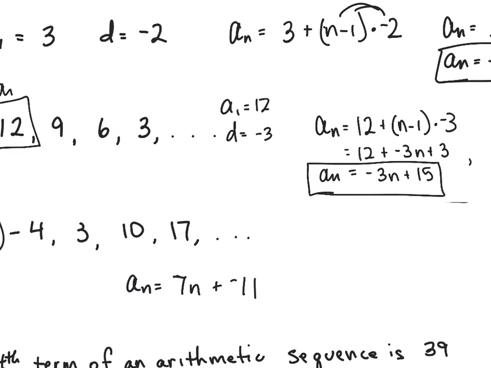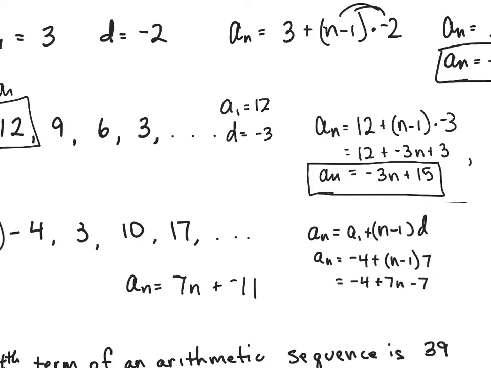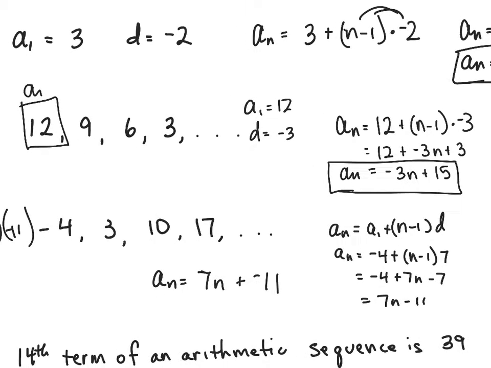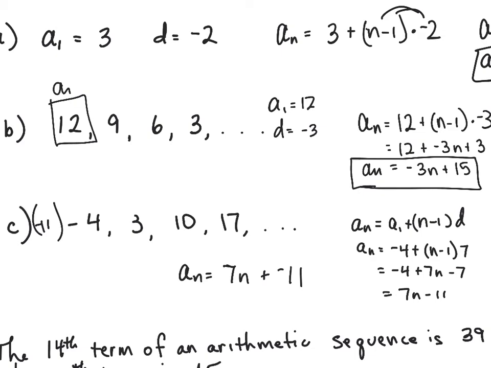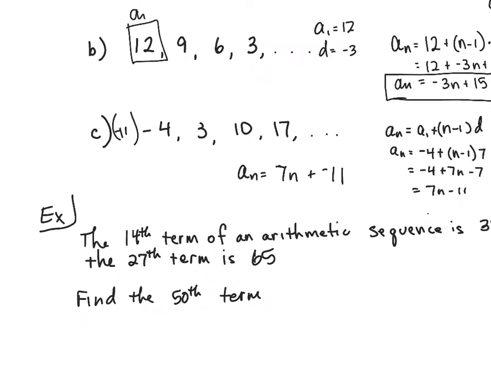Now let's just see if that jives with our formula that we learned a moment ago. So it's the first term plus n minus 1 times the common difference. So the first term here was -4 plus n minus 1 times the common difference of 7. So this is -4 plus 7n minus 7, which is 7n minus 11. So it gives us the same result. So that's a quick introduction to finding the nth term of an arithmetic sequence. Now we have a little bit more advanced problem here to look at.